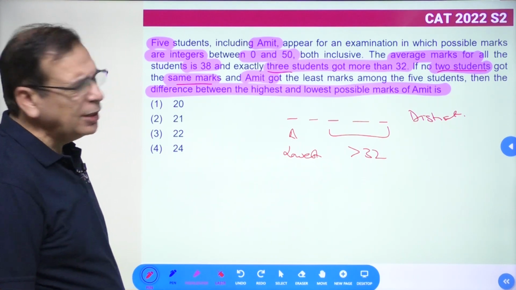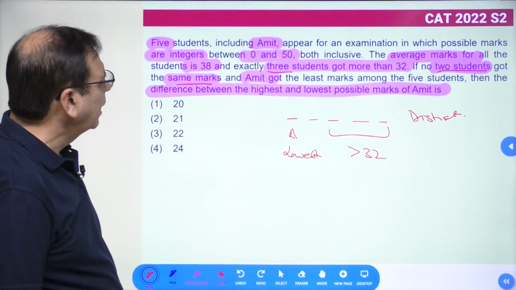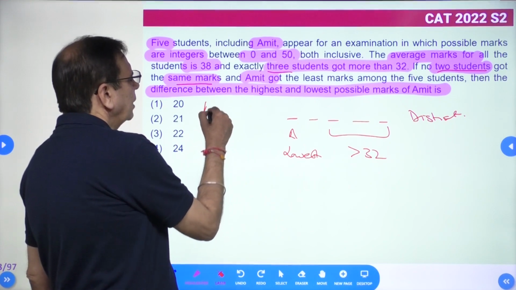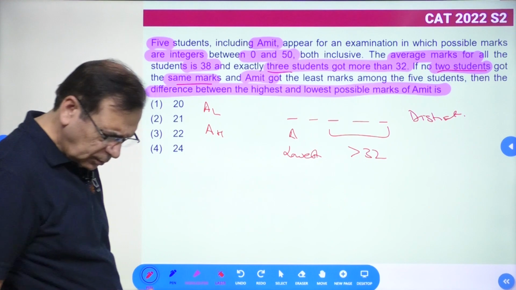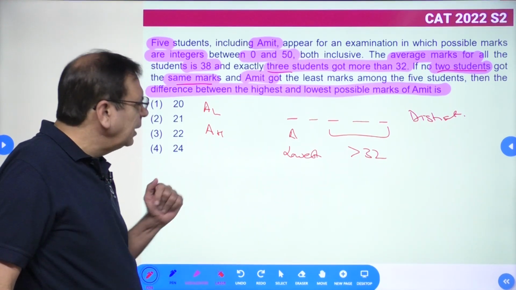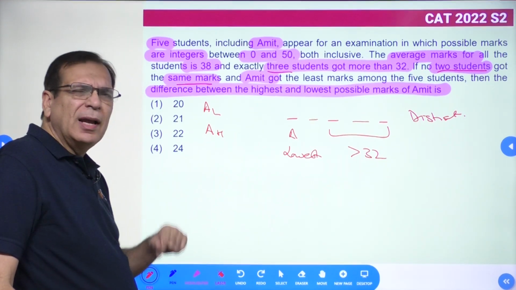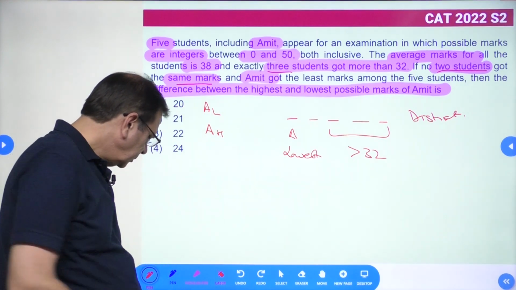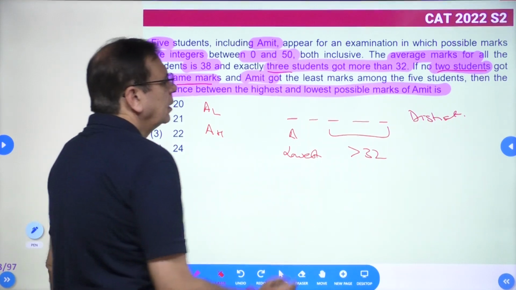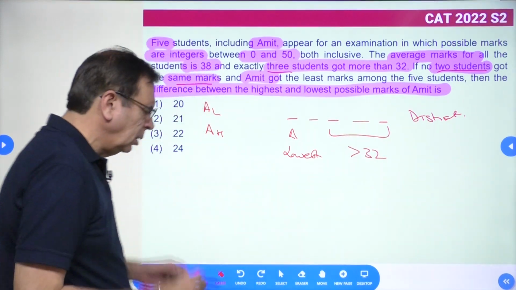Now पहली चीज, we need to find the highest and the lowest. Amit के लिए what is the lowest possible score? Amit के लिए what is the highest possible score? पहली चीज ये बताओ, what will be the highest possible score for Amit? बाकी तो छोड़ देते हैं. ठीक है. Now if there are 3 people who are more than 32.